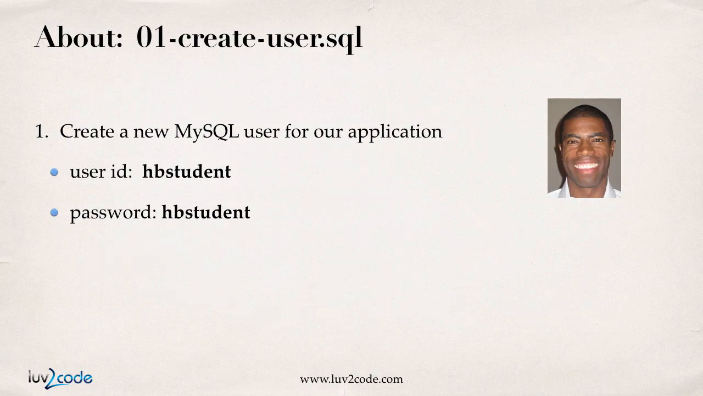All right. So let's start with the first script, o1createUser.sql. Basically, what it's going to do, it's going to create a new MySQL user for our application. The user ID will be hbstudent, and the password will be hbstudent. And our app will use this to communicate with the MySQL database.